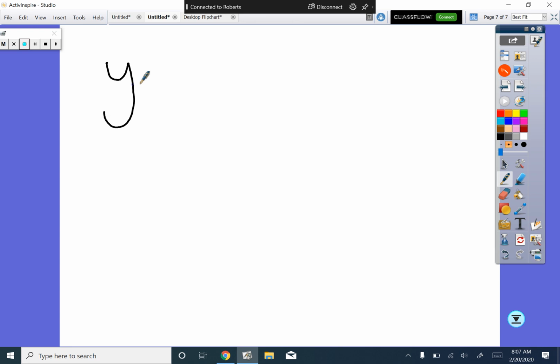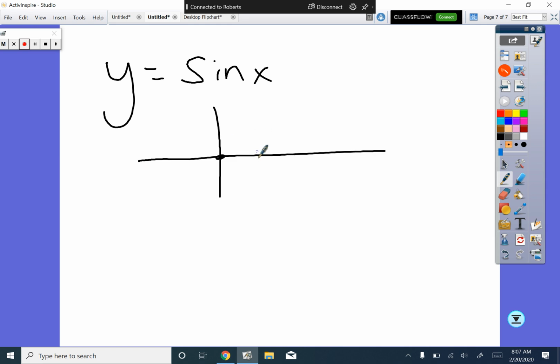So here's our graph, y equals sine of x. This is what we learned last unit. We did this graph really quickly. Here's what it looked like. This is 1, this is -1. Now, obviously, this is just one cycle of that sine graph. It goes on forever. Correct?